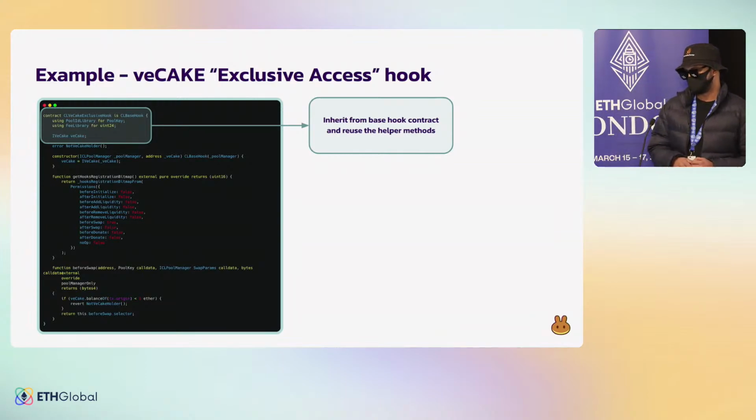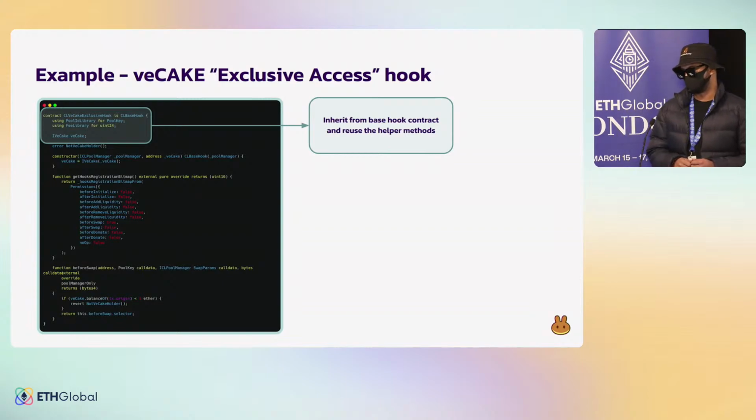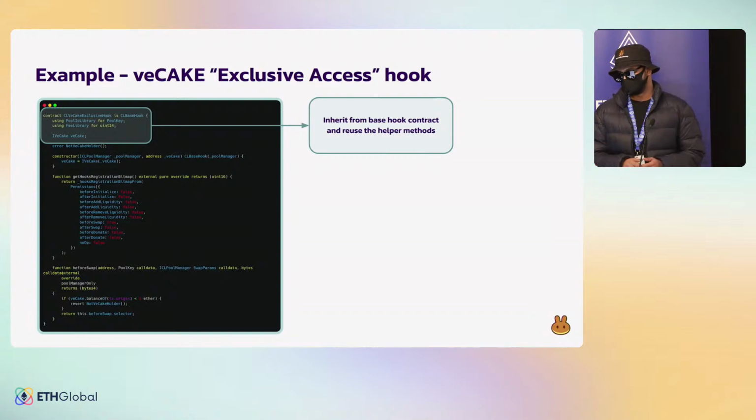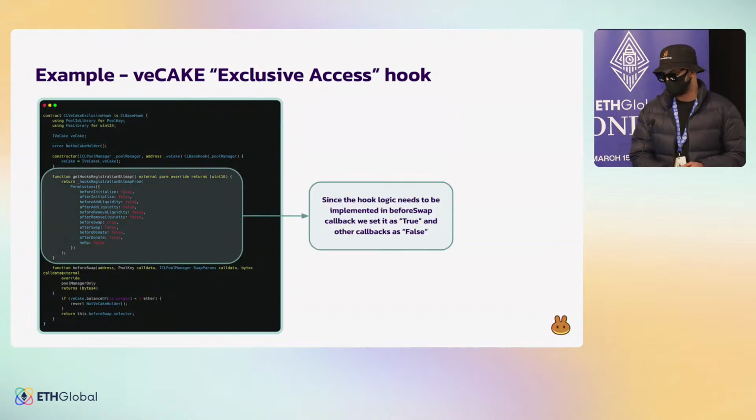So we'll take an example of one of the hook ideas and see how it works. There's a VE cake exclusive access hook, and VE cake is a derivative token which is received by the user after staking cake. The idea behind the hook is that only VE cake holders will be able to access these liquidity pools for trading or providing liquidity. So initially we start with inheriting the base hook contract, which you can access in the hook template we have on GitHub, and then reuse the helper methods.